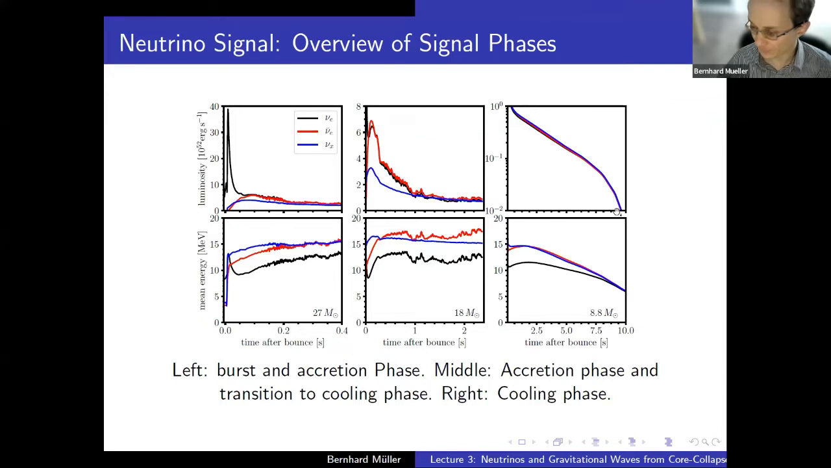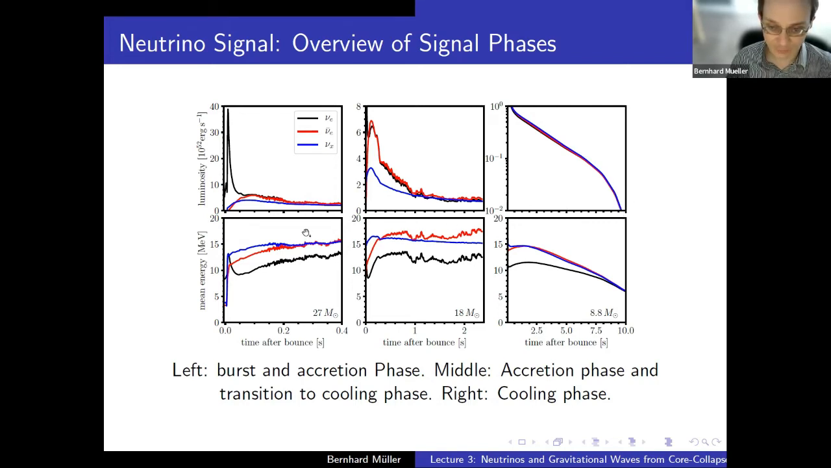After time scales of seconds, the neutron star will actually become transparent to neutrinos, and they can escape from the entire volume instead of just escaping from the neutrinosphere out of the trapped region. And then the decay accelerates here at the end.